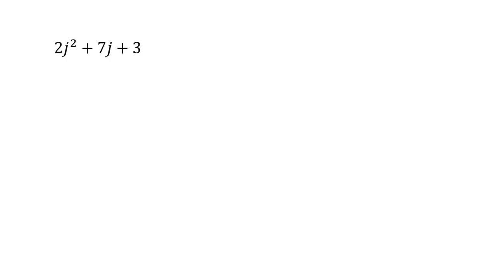Next example, 2j squared plus 7j plus 3. That means we want two things that multiply to make 6, because we're doing 2 times 3. And we want two things that add to make the 7. Things that multiply to make 6 are 2 and 3 and 1 and 6. The pair that add to make 7 is 1 and 6.